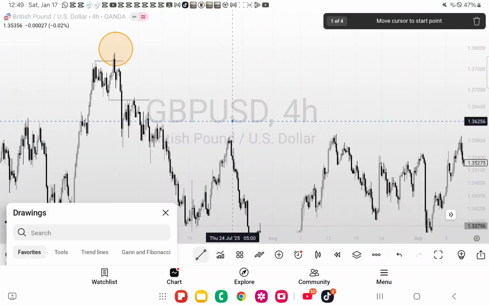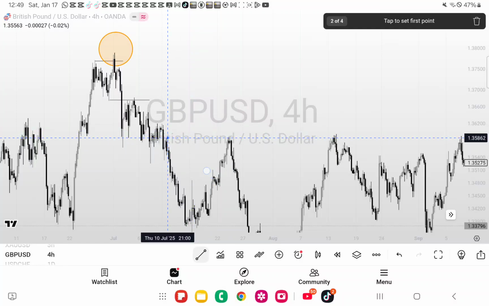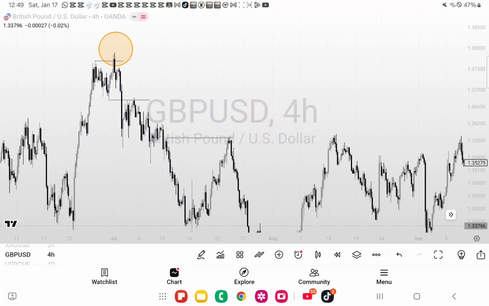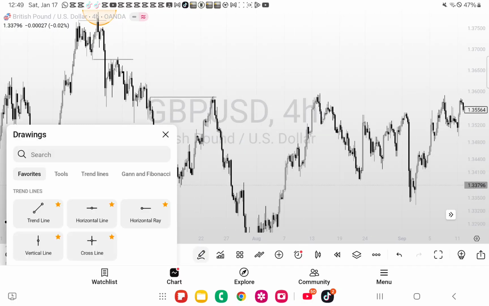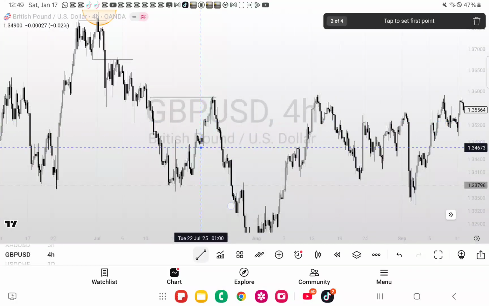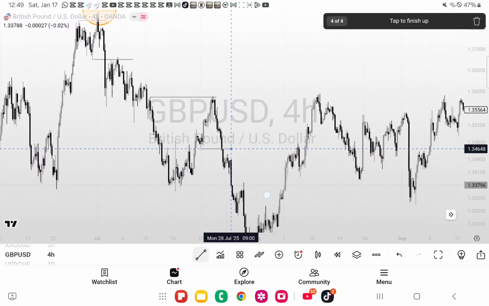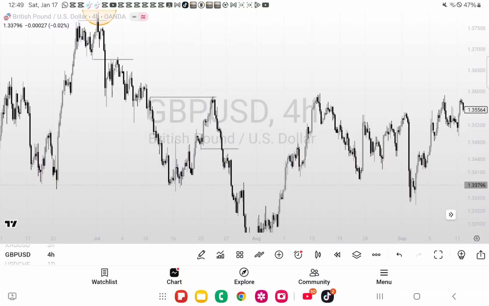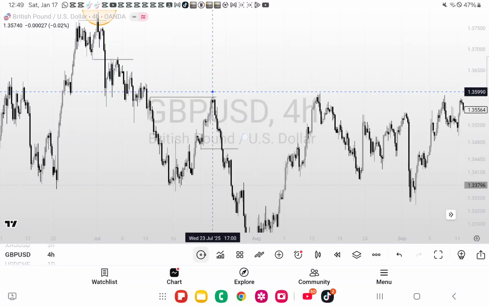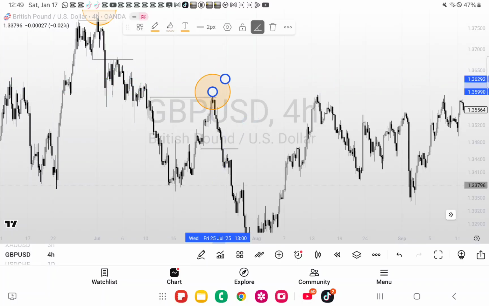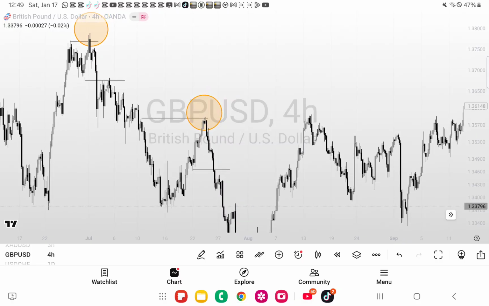And secondly, we have this one. This is a high, and we have a liquidity sweep on this high, so this is another strong high. We have a liquidity sweep and a break of structure to the downside. So this is the second strong high that we have in the market.